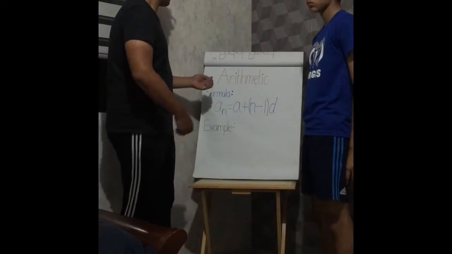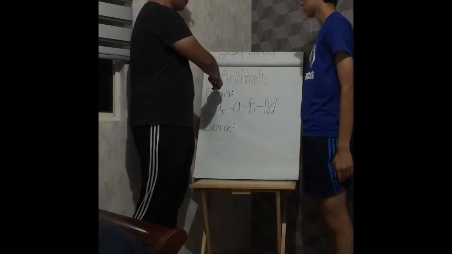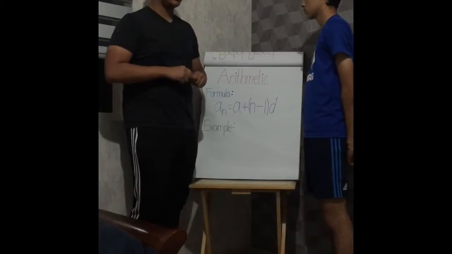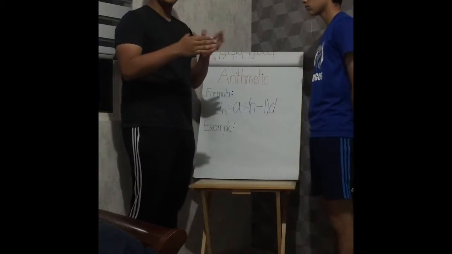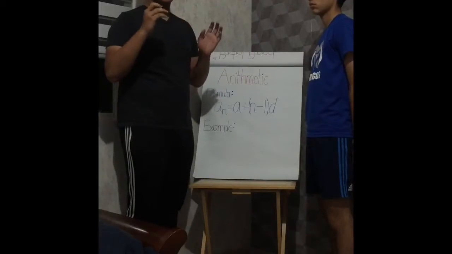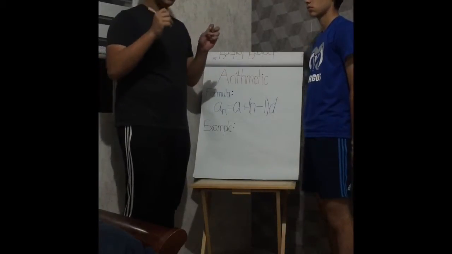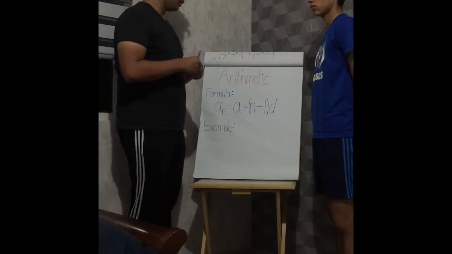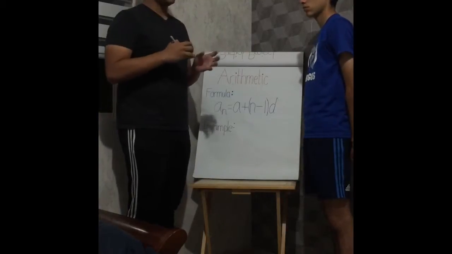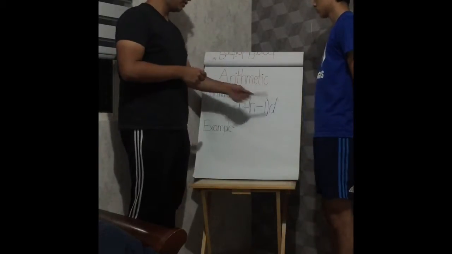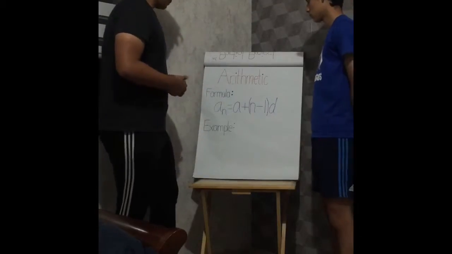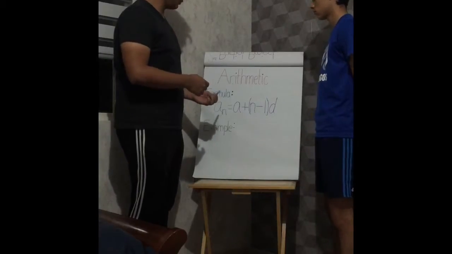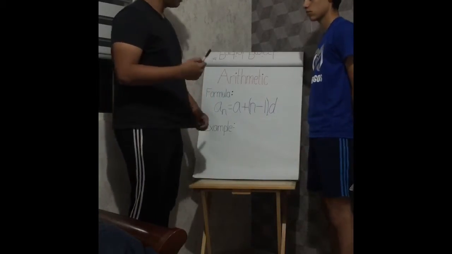Well, first we will talk about the arithmetic sequence. In this sequence there is a pattern: between each term you add a number, or subtract a number if it's negative, and that number is called the common difference, or the letter d. In this sequence we can find the formula a_n, that means the term you want to find, or the nth term.